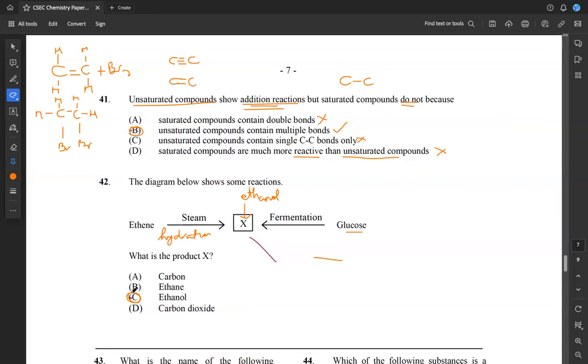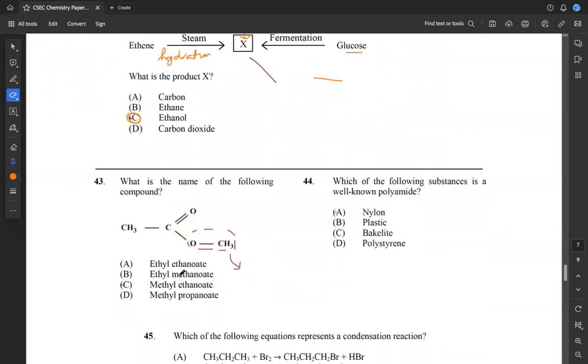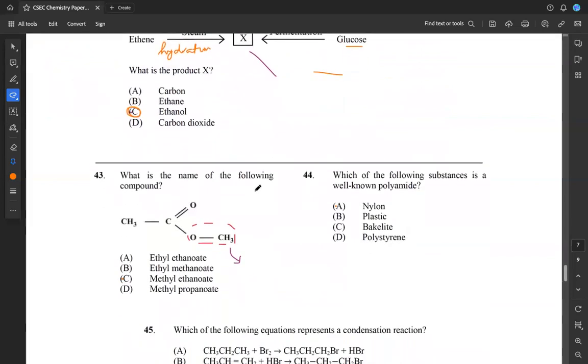Okay, guys? All right. So moving down to 43 now. What is the name of the following compound? So what kind of compound is this? Is what we have to get at right away, right? So we see that we have this C double bond O group. And so this is actually what we call an ester linkage, right? So this is an ester. This whole compound is an ester, right?